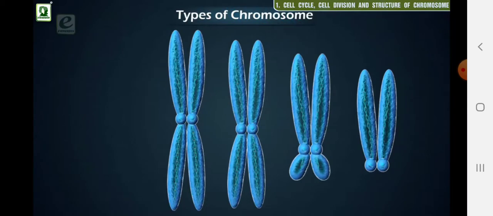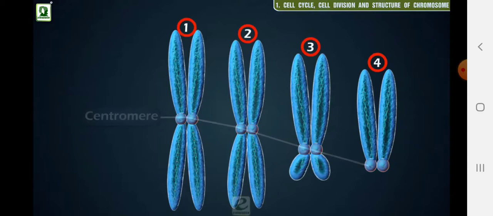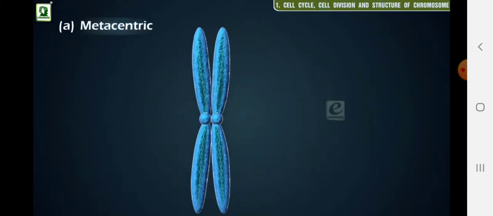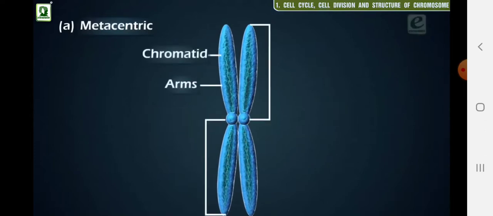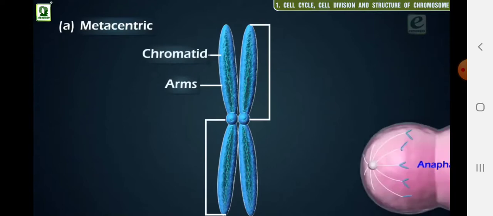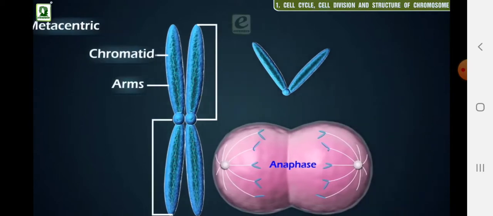Types of chromosomes. The position of the centromere varies in different chromosomes. Based upon the position of the centromere, the chromosomes are categorized into 4 types. Metacentric. The centromere is present in the center and the two arms of the chromatid are equal. During anaphase, such chromosomes appear V-shaped.